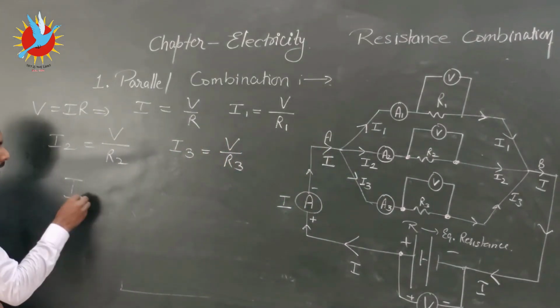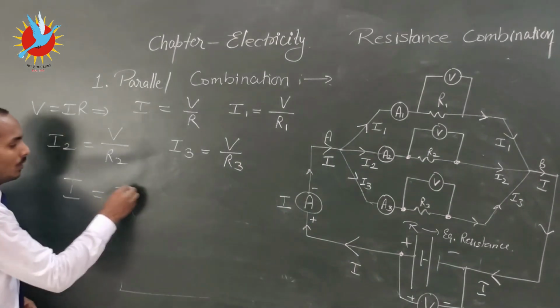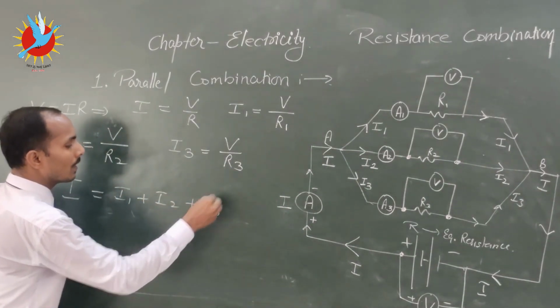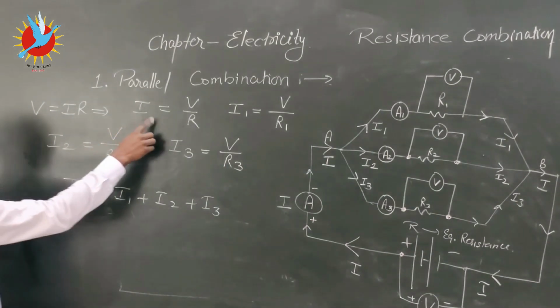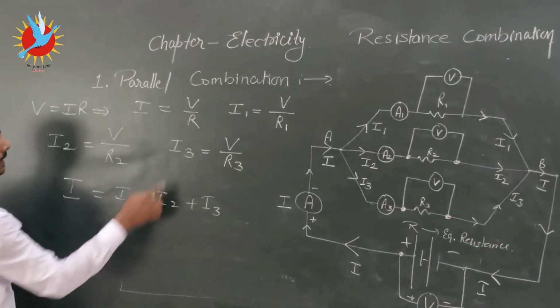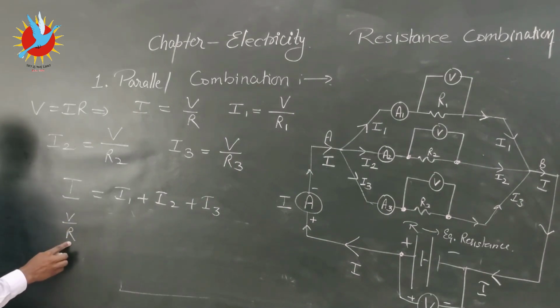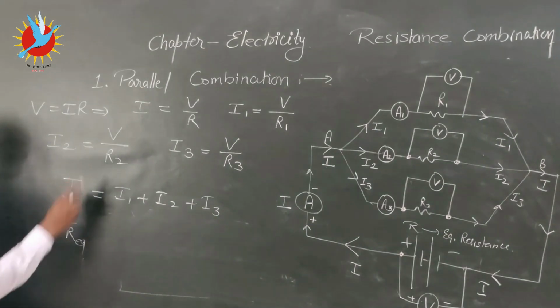So total current in the circuit is equal to I1 plus I2 plus I3. Now put the value of I1, I2 and I3 in this equation and get your answer. Our answer becomes: the value of I is equal to V by R, where R is the equivalent resistance. You can write it as R eq or simply R.